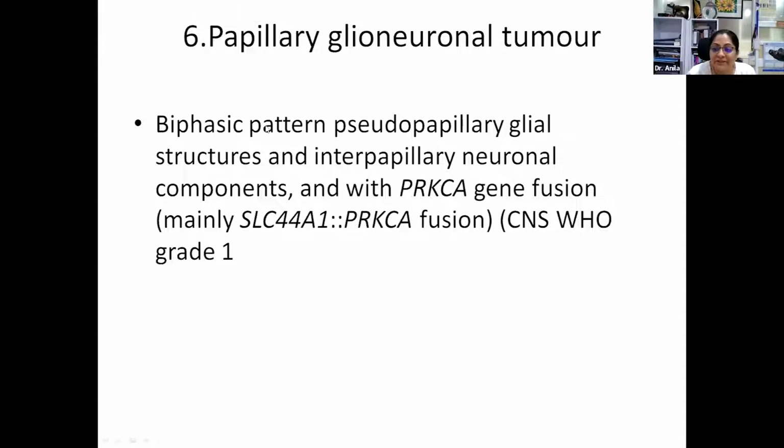So coming to the sixth tumor, that is the papillary glioneuronal tumor. It is a biphasic tumor and it has pseudopapillary glial structures and interpapillary neuronal components. And it has a characteristic gene fusion, which is of the PRKCA gene, and that is SLC44A1 and PRKCA fusion. It is a grade 1 tumor.